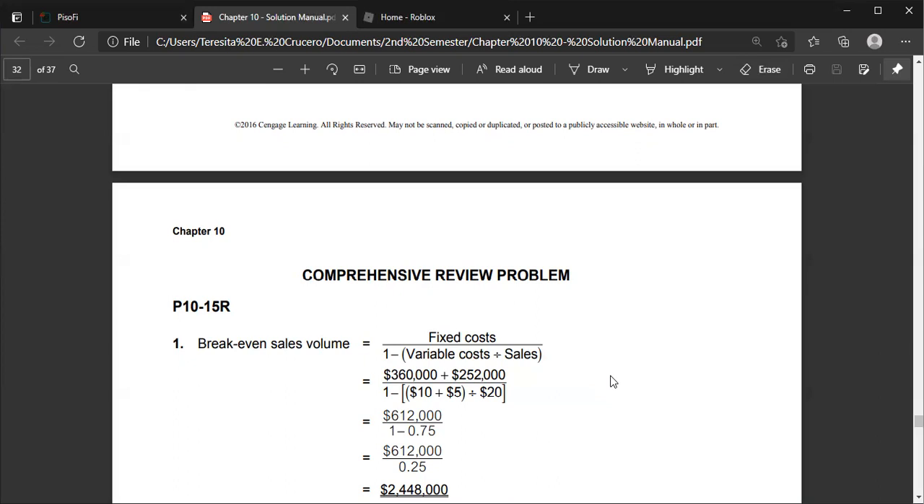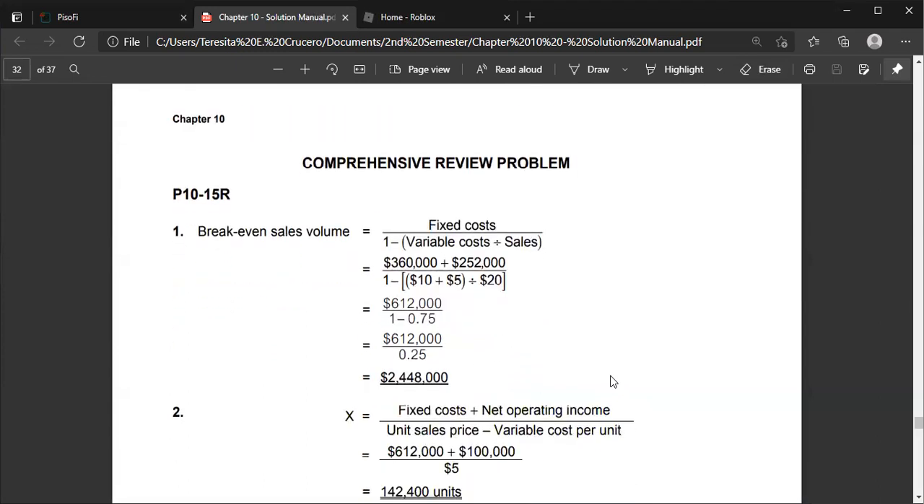So we now get the result, adding 360,000 and 252,000, or 612,000 divided by 1 minus 0.75. Now 0.75 is the result of dividing 15 by 20. 15 is the sum of 10 and 5, divided by 20, so we get 0.75. 612,000 divided by 0.25, then we have 2,448,000. That's the break-even sales volume.